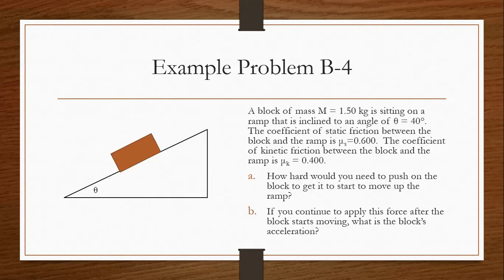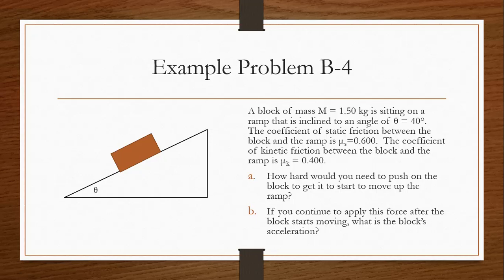Now the second problem deals with another block sitting on a ramp. It's given a mass of 1.5 kilograms sitting on a ramp that's inclined at 40 degrees. And it gives me a couple of coefficients of friction. It wants me to know, first of all, how hard would I need to push on the block to get it to start moving up the ramp? And the second part is, if I continue to apply this force after the block starts moving, what is the block's acceleration?